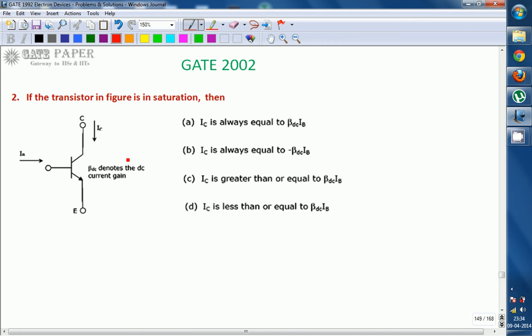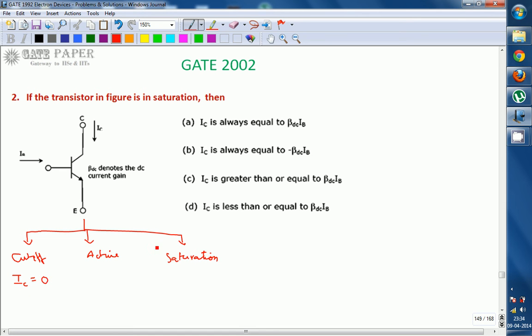So the transistor can be operated in three different regions. It can be operated in the cutoff region, or in the active region, also called the linear region, and the third one is the saturation region. In the cutoff region, the transistor is in cutoff, so the collector current IC is equal to 0.